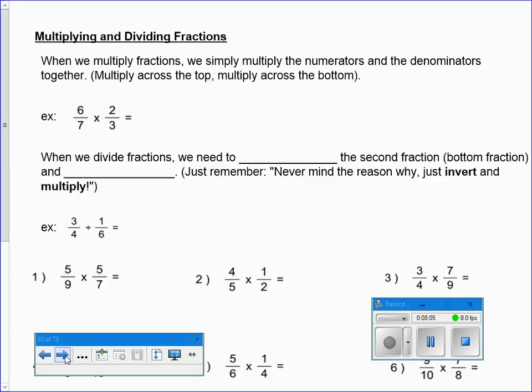So now we've talked about adding and subtracting fractions. Now we're going to go through the other two operations. We're going to multiply and we're going to divide fractions.